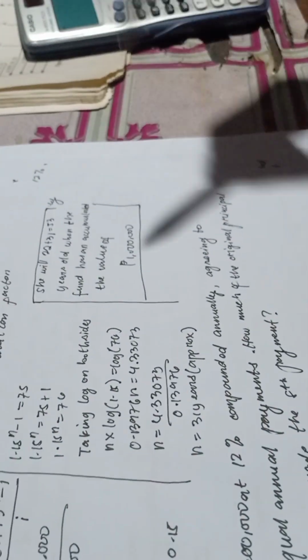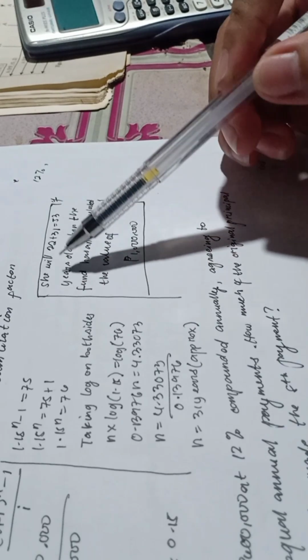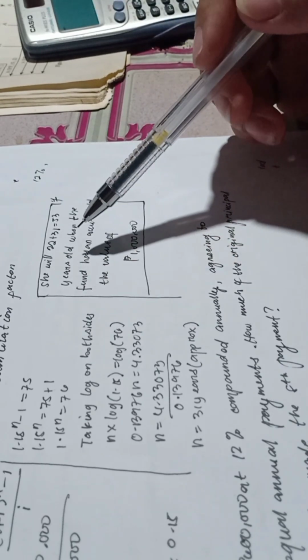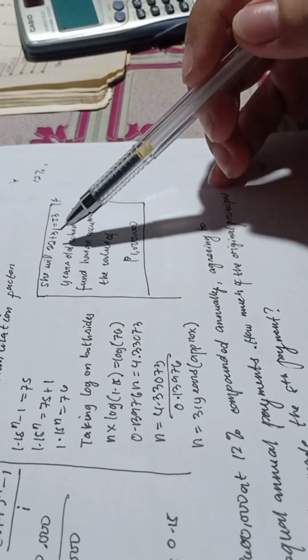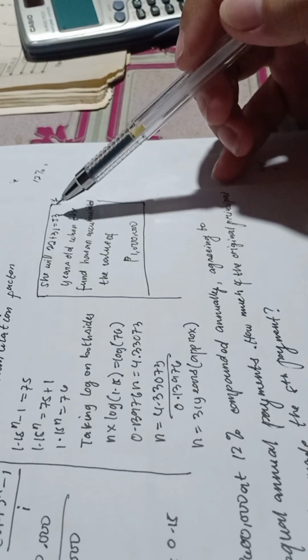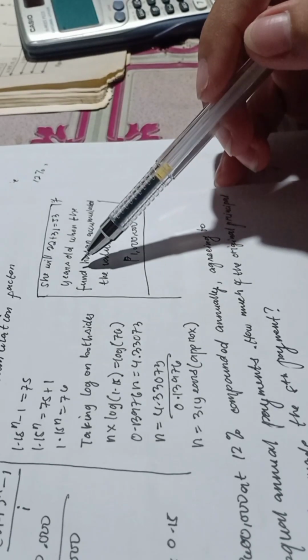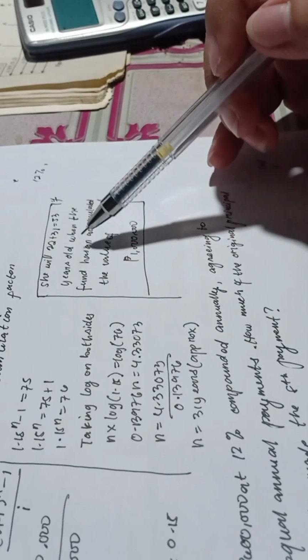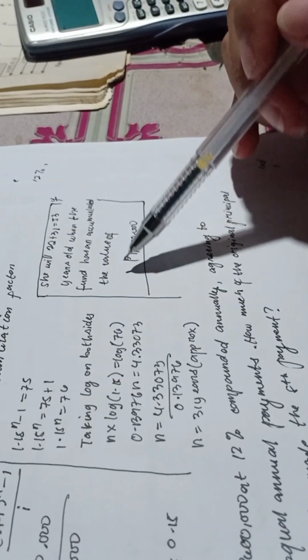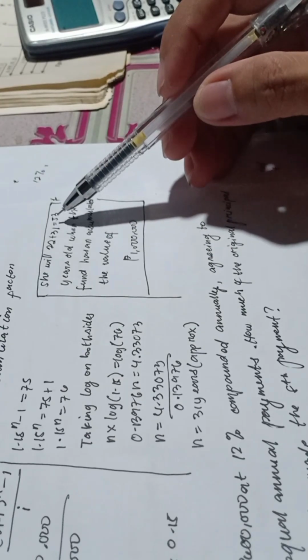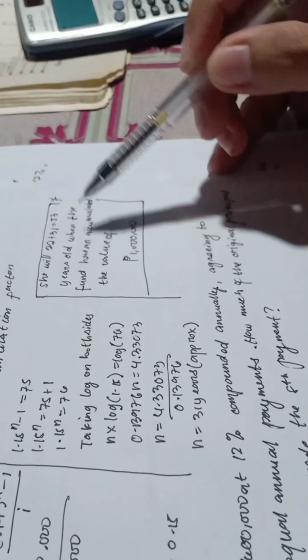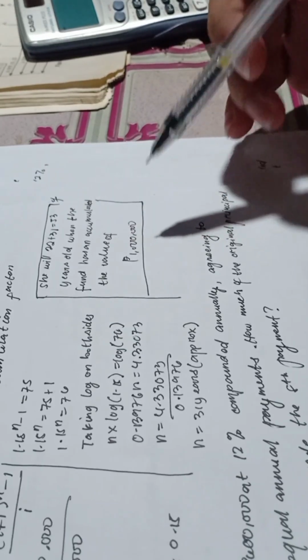So as a result, 22 plus 31 is equal to 53. So she is 53 years old when the fund has an accumulated value of 1 million. So the answer is 53 years old.